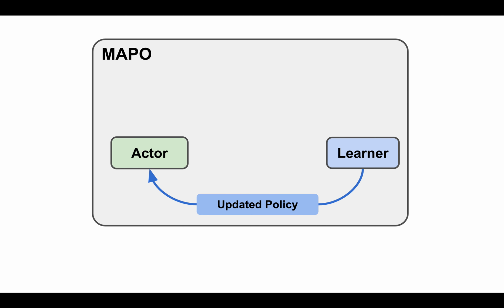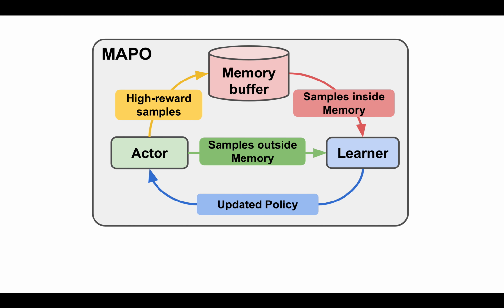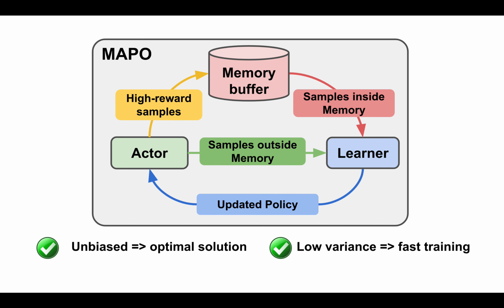MAPO combines the advantages of the two approaches by saving samples with high reward in a memory and mixing the samples from inside and outside memory. We compute an unbiased gradient estimate with low variance.